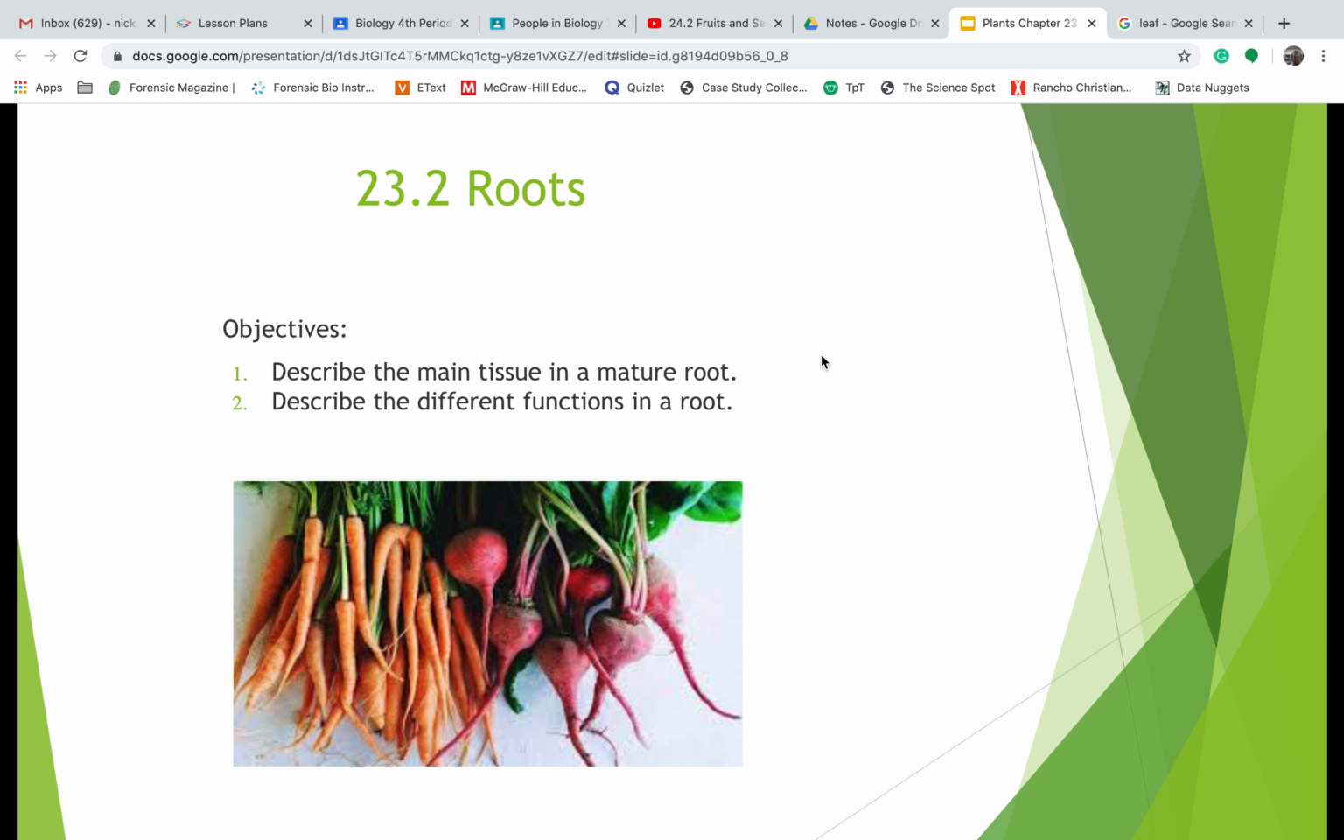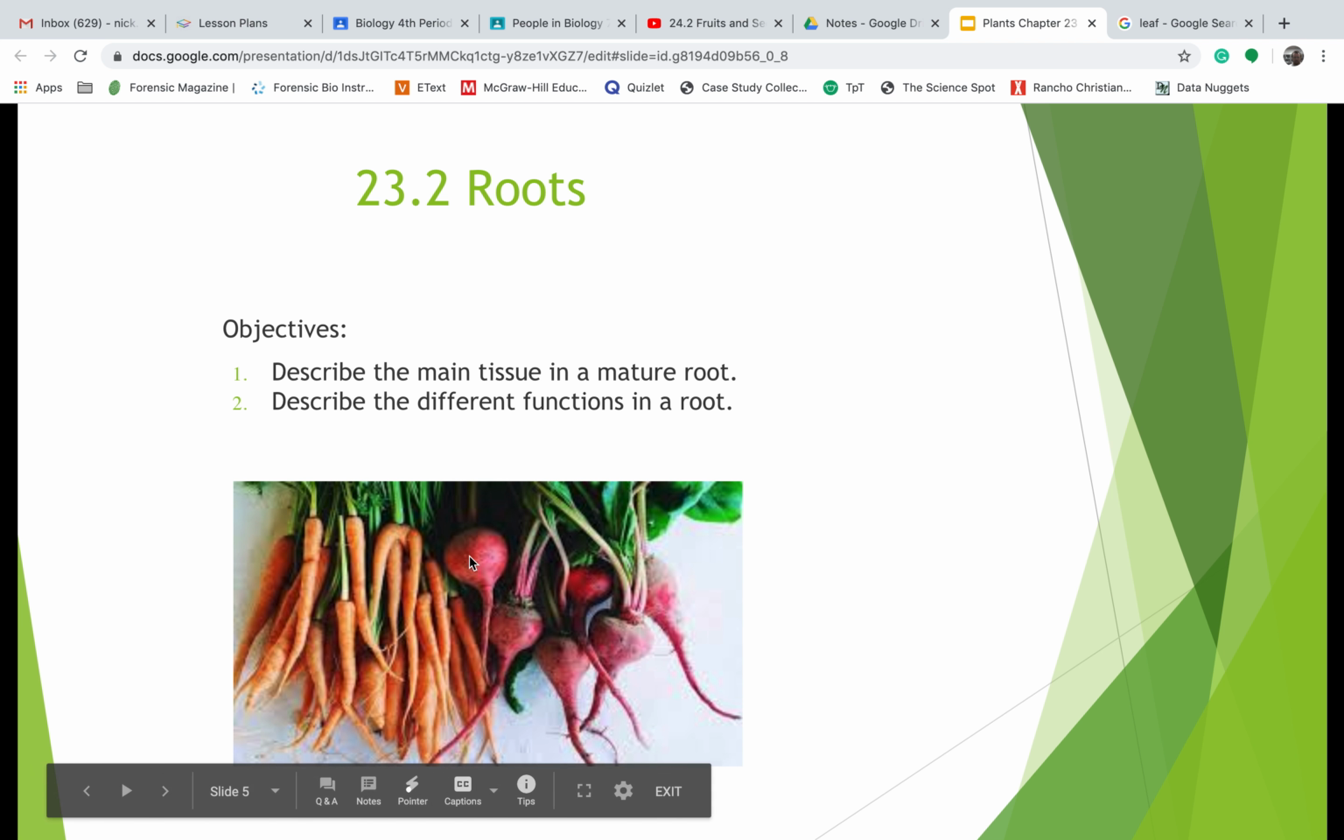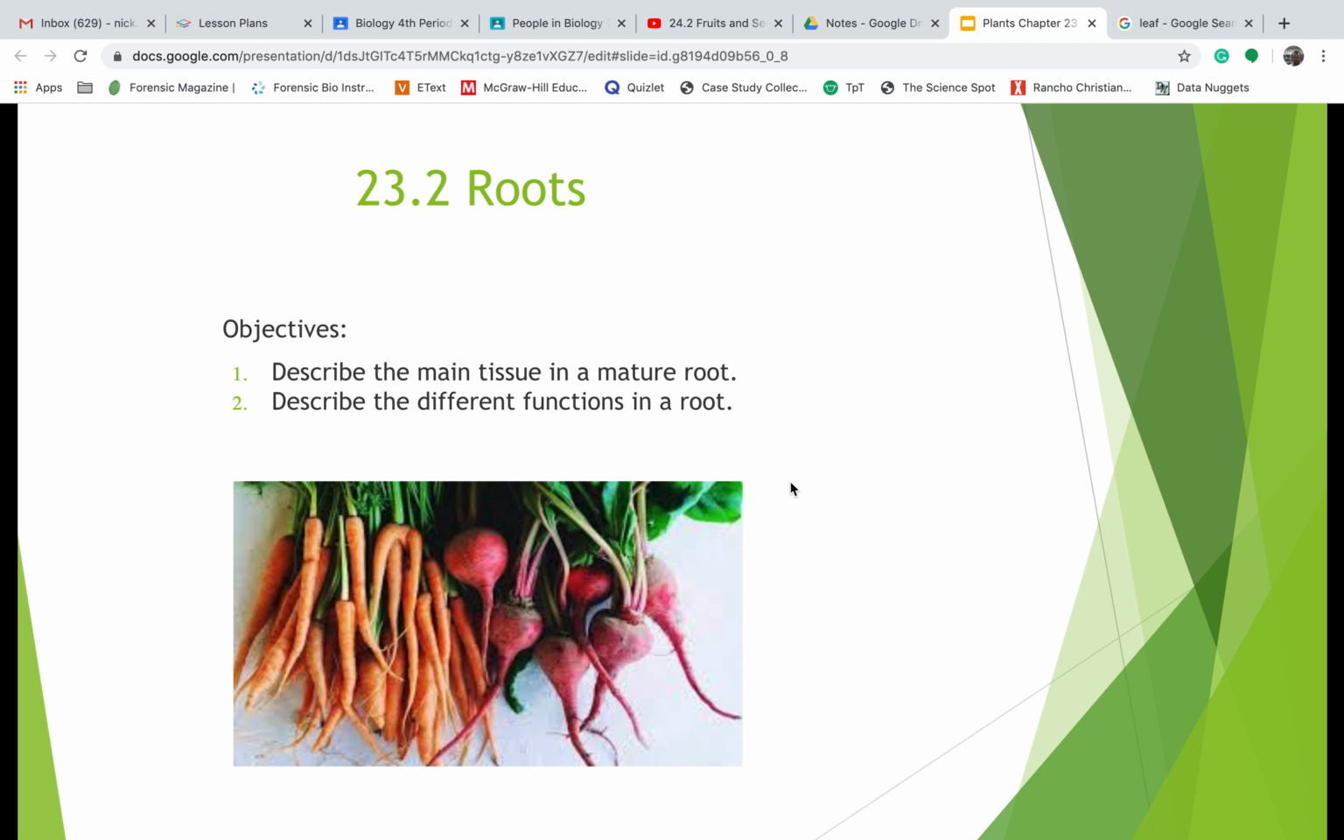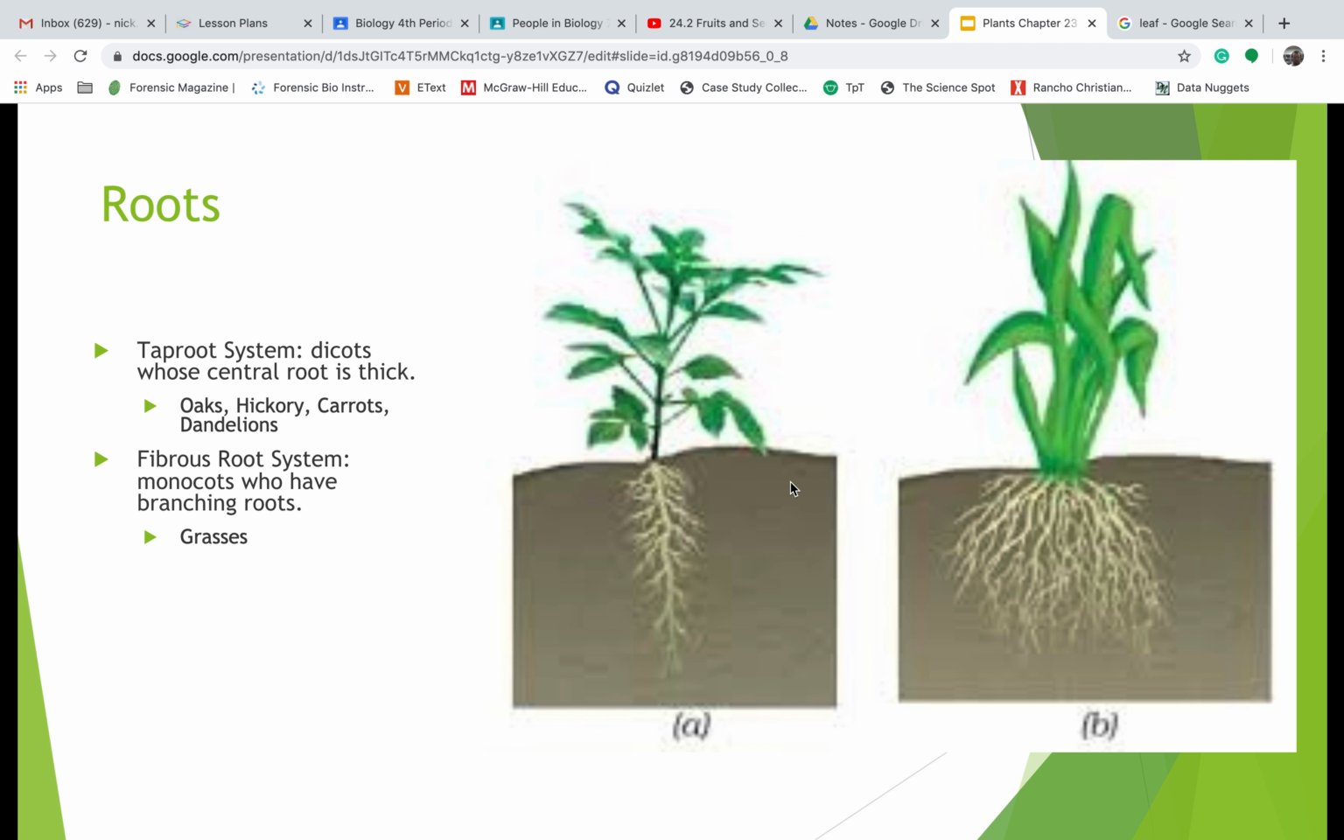This is 23.2, roots, and your objectives for this are to describe the main tissue in a mature root and describe the different functions in a root. Below you have pictured some common root vegetables, radish here. You will be dissecting a radish in your garden dissection. So you see here that is a root. We'll be talking about some of the structures as well as probably the most common, that being either a carrot, or potatoes are also a common root vegetable.